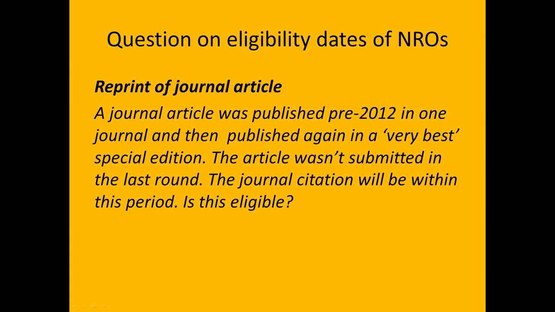All right. And here's another question. I'll ask this one of you, Blair, too. So it's talking about reprints. If a journal article was published before 2012 in one journal and then published again in a sort of very best of special edition, but it wasn't submitted in the last round, and the journal citation will be within this period, is that eligible?